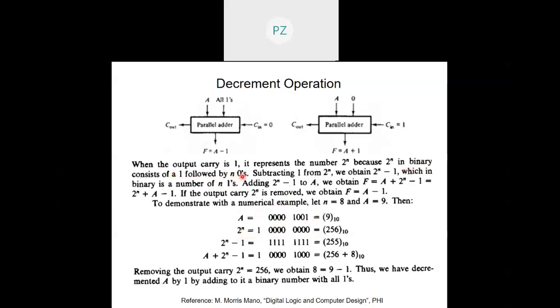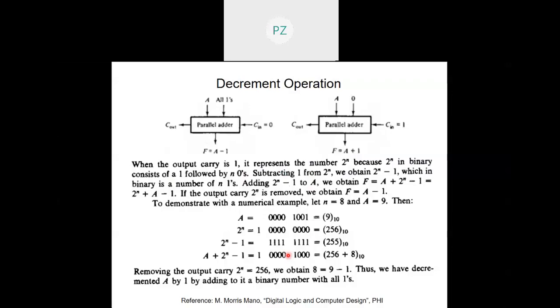1 followed by n zeros, so n zeros means 8 zeros, 1 followed by 8 zeros, which is 256 in base 10. Now 2 to the power n minus 1, if you subtract 1 from it, you will be left with all ones, 1 1 1 1 1 1 1 1, which is 255 in base 10. Obviously 1 less will be 255 in base 10.